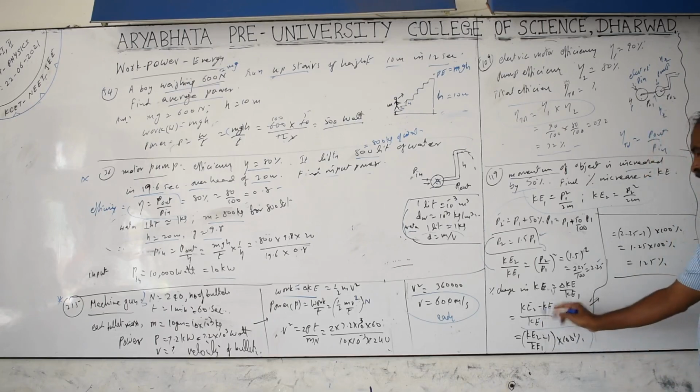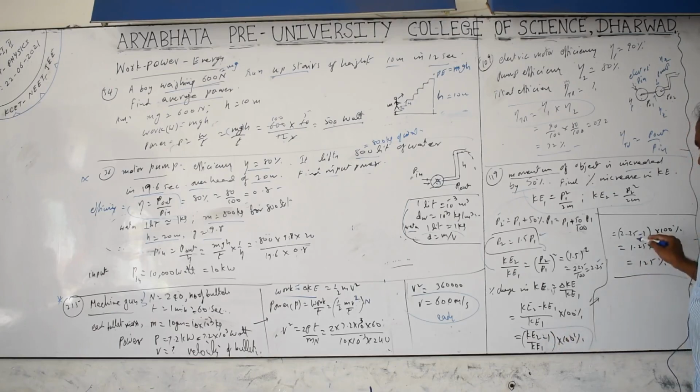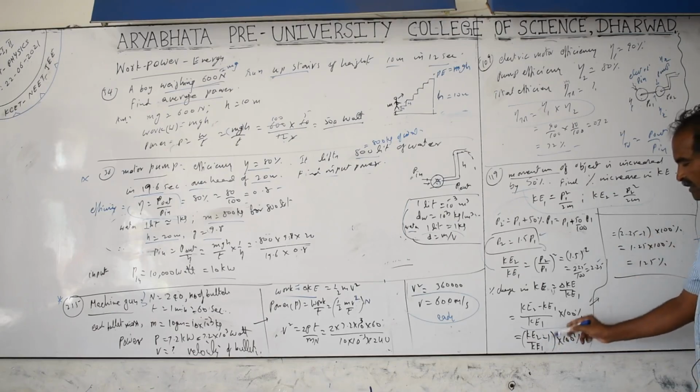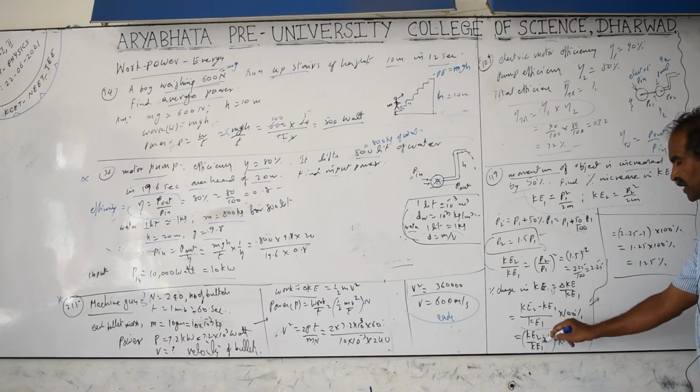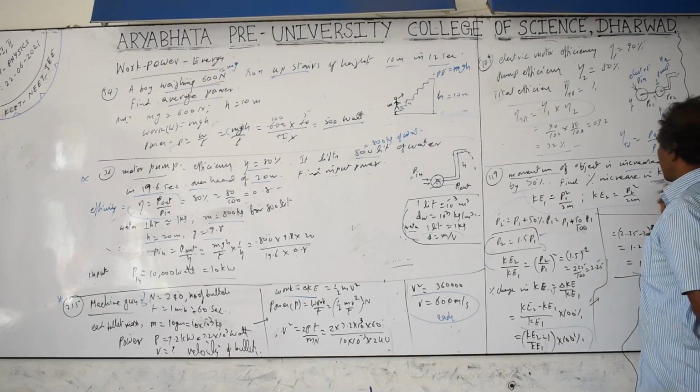But the denominator must always be the initial value into 100. So right now it is KE2 by KE1, that is final by initial, minus 1, into 100. If it is decreasing, then 1 minus KE2 by KE1 you have to take. Here, since it is an increase, we take minus 1. So 2.25 minus 1 is 1.25. 1.25 into 100 is 125%, which is the increase in the kinetic energy.